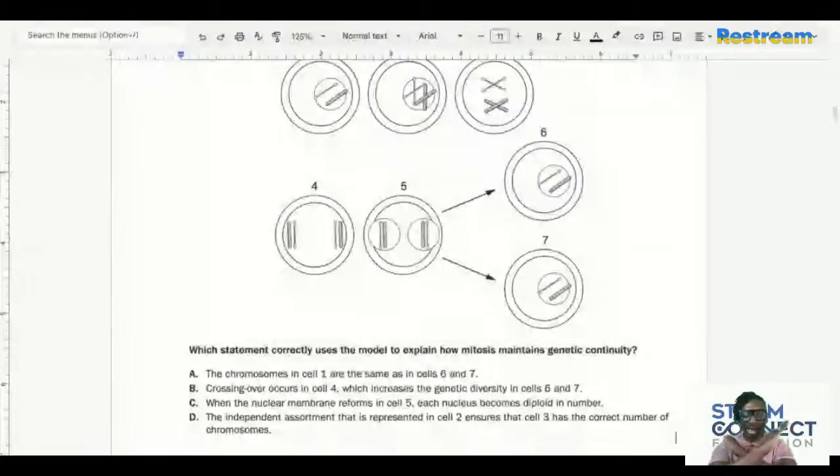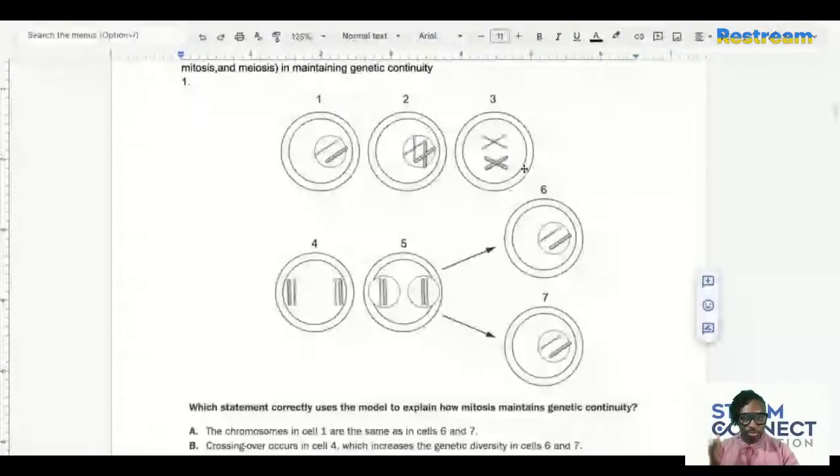Okay. C says when the nuclear membrane reforms and each nucleus becomes diploid in number. Well, if you look at it, it's already diploid. So we don't have to talk about the diploid amount here. Because the diploid number is, in terms of it replicates where? When you get to number 2. So by the time I get to 2, not 5, I now have 2 of each DNA strand. Okay. So that's incorrect.